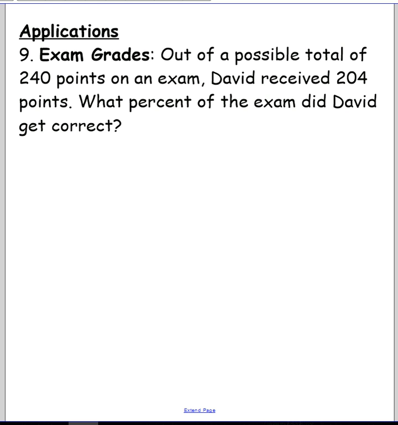Let's get some more practice looking at some applications. Out of a possible total of 240 points on an exam, David received 204 points. What is the percent of the exam that David got? So let's set up a fraction first, part to whole. He received 204 points when there was a total of 240 points possible for the test. So then we need to divide, and we're going to divide the top, 204, by the bottom, 240. And when we do that, we get 0.85.